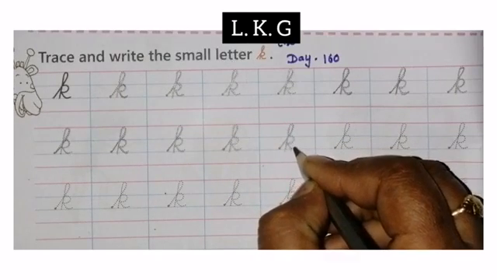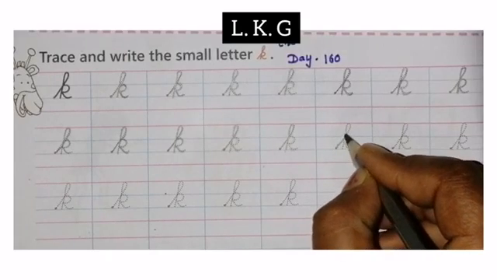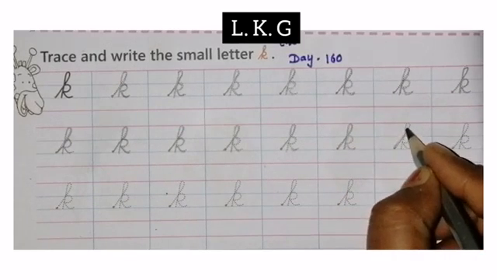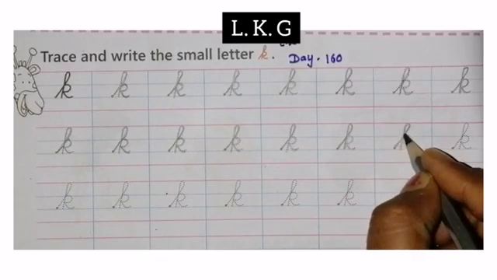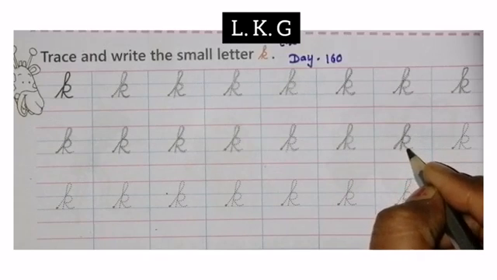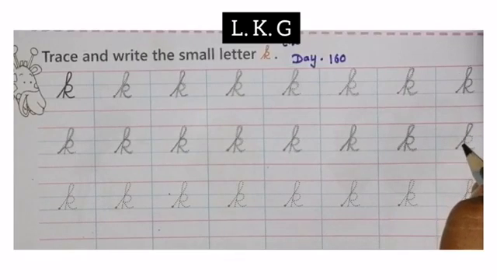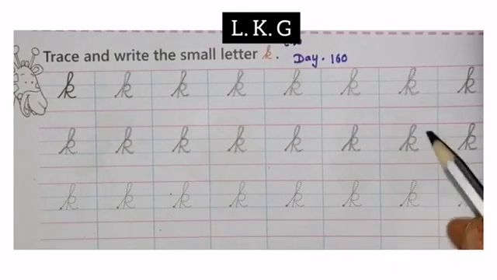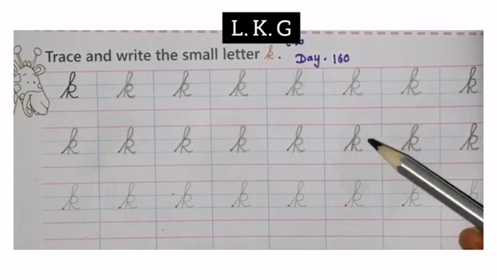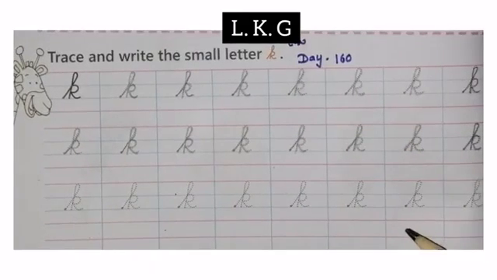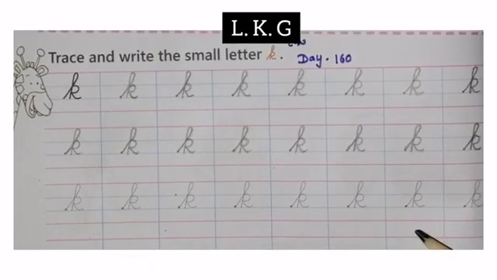K for kite. K for king. K for keg. Slowly, neat and clean. You have to write. Very good. K for kite. Okay. You have to practice 3 days. 2 lines as a classwork, 1 line as a homework. You can increase your homework also.